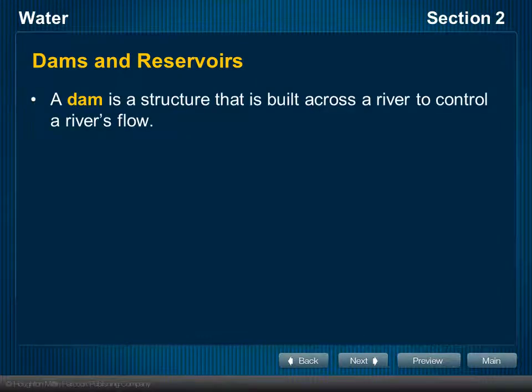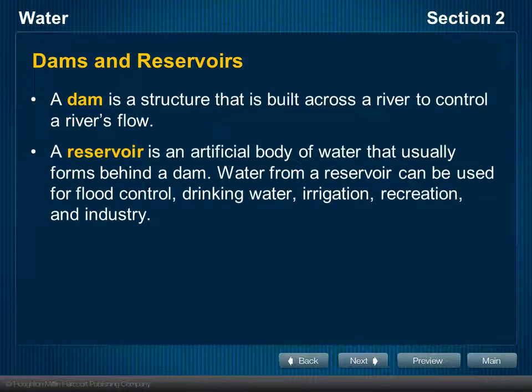In terms of dams and reservoirs, we define a dam as a structure that is built across a river to control a river's flow. You've seen dams. Most people understand what the term is referring to. A reservoir is an artificial body of water that usually forms behind a dam. Water from a reservoir can be used for flood control. It can be used for drinking water, for irrigation, recreation, and industry. And in fact, generally speaking, when a reservoir is created, it ends up being used for all of those things that are listed there.